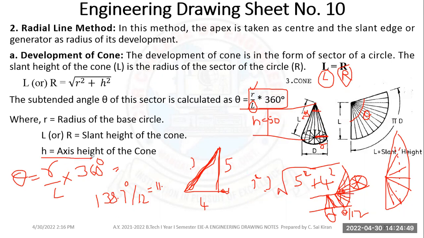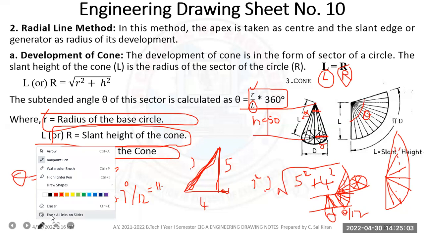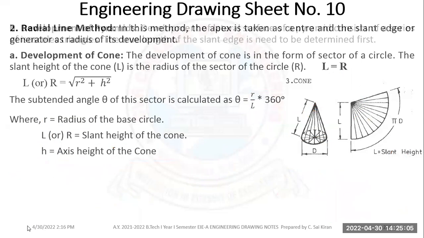Where H is nothing but the axis height of the cone. Capital L in some textbooks, capital R in some textbooks, is called the slant height of the cone, where small r is the radius of the base circle. Okay, this is about the cone.